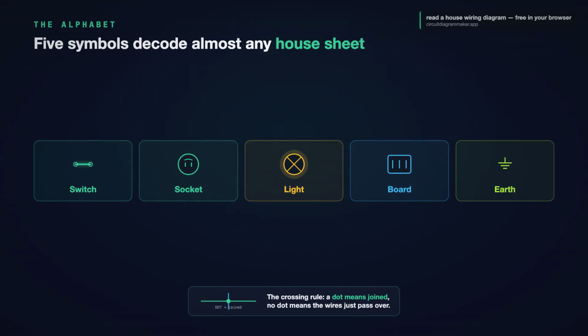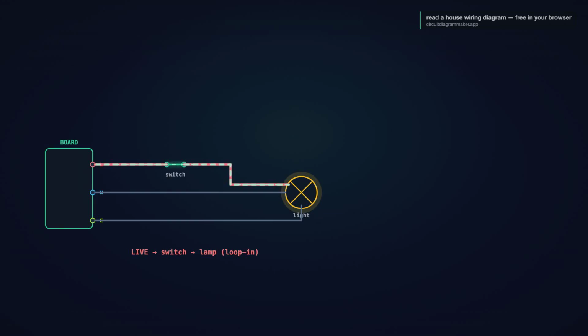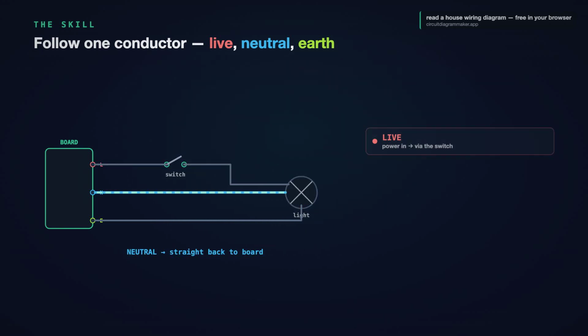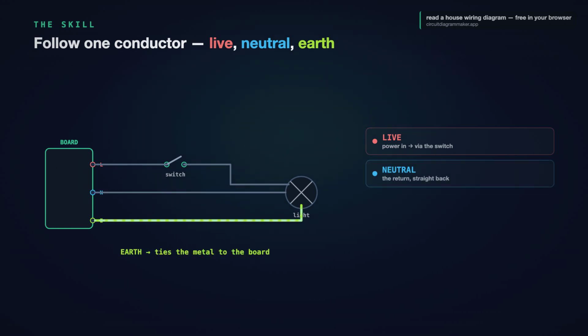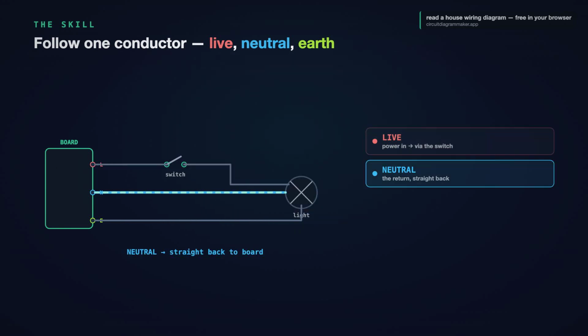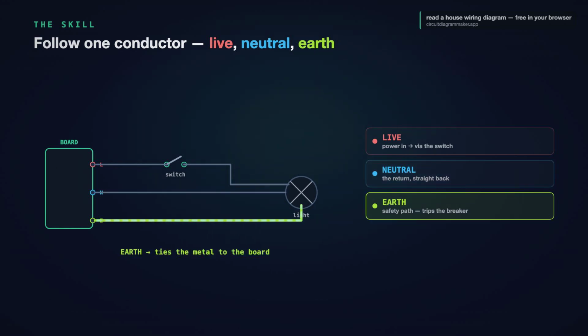Now the skill that pulls it all together, following a single conductor. Every point in the house is fed by 3: live, neutral, and earth. Live carries the power in, neutral is the return, and earth is the safety path that trips the breaker if something goes wrong. Take a light. Live leaves the board, goes to the switch, and only past the switch does it carry on to the lamp. That is the loop-in idea. Neutral goes straight from the board to the lamp and back. Earth ties the metal parts to the board's earth bar.